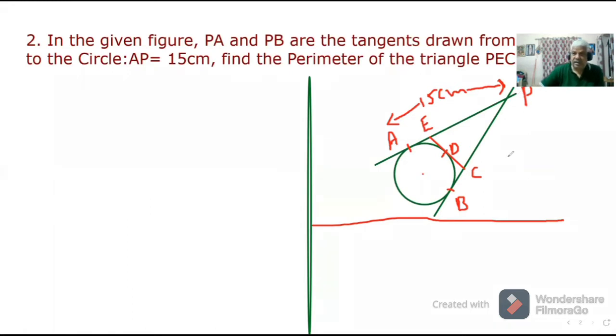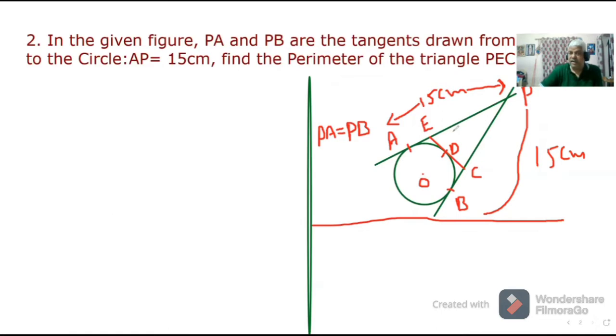So now observe, children, PA and PB are the tangents drawn from the external point. Therefore, you can consider PA and PB, both of them, are equal to 15 centimeter. This should be your first consideration, that PA is equal to PB. You have to remember this because they are the tangents drawn from the external point P to the circle with the center O.